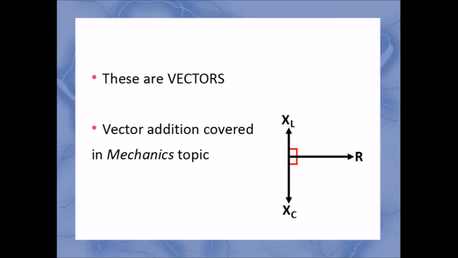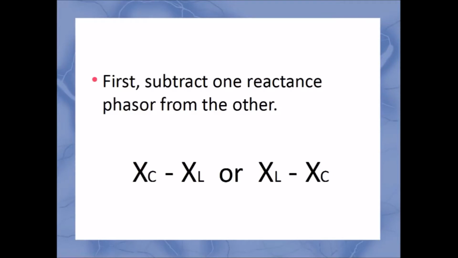If you have never seen vectors before in your life, I suggest you pause this video right now and go over to the mechanics section. Phasors are defined as vectors which rotate, so their directions are important. Luckily, finding the impedance becomes very straightforward once you understand how to add these phasors up. First, we can subtract one reactance from the other. This is because the inductor and capacitor have reactances with the opposite phase. They are exactly 180 degrees apart.